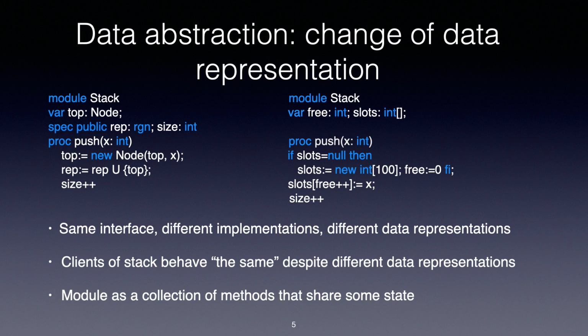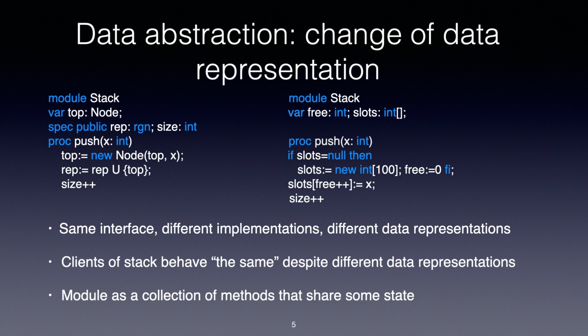The next example is data abstraction. And this is the main example that we will be looking at for the rest of the talk. Here we are interested in change of data representation. So this is familiar to you from, say, ADTs. So suppose we have a stack ADT, and in one implementation of stack, we use the representation of a linked list, and in the other representation we use the implementation of an array.